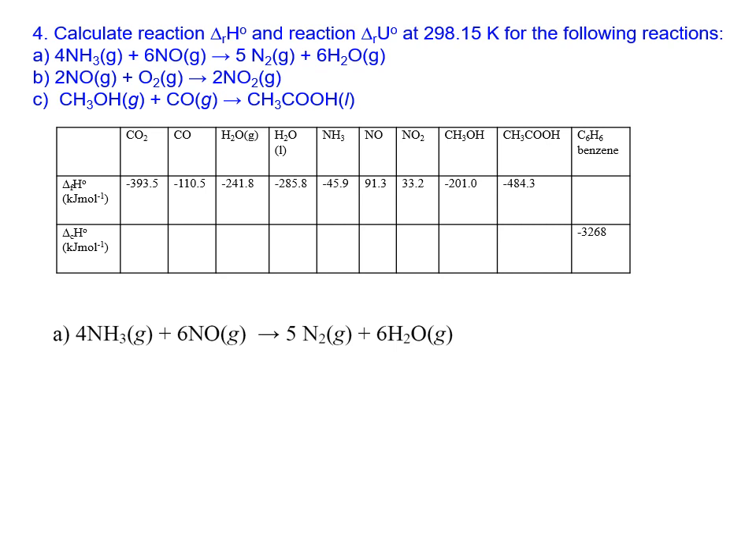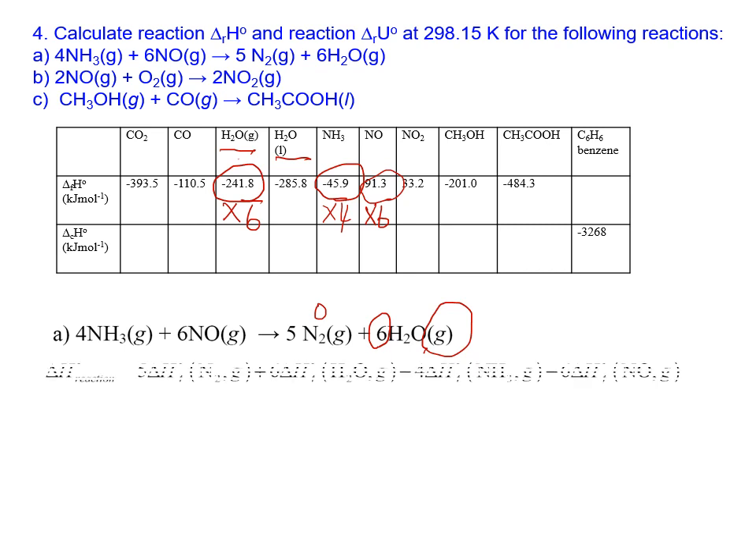So the product is ammonia, is water. So let's see, you have 2 water here. Because the reaction is in the gas phase, you choose this value times number 6. Okay, the coefficient is 6. And nitrogen, this one should be 0. And ammonia is negative 45.9 times 4, and NO is 91.3 times 6.